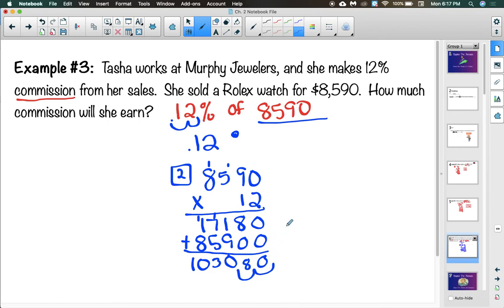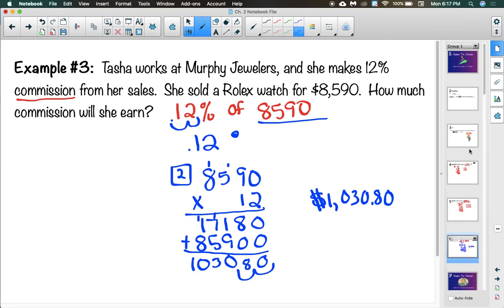So Tasha's commission is actually quite impressive. Tasha's commission is $1,030.80. That's a big chunk of the sale of that watch. So Tasha's getting a pretty nice commission check there.